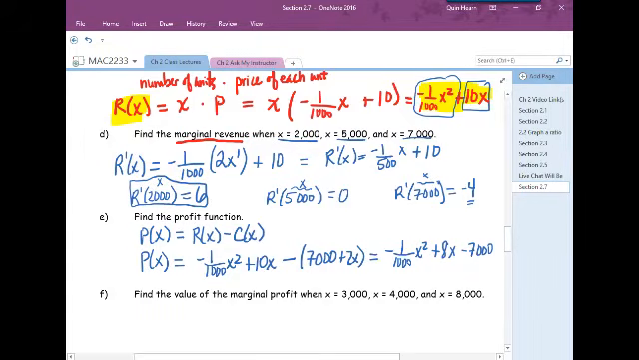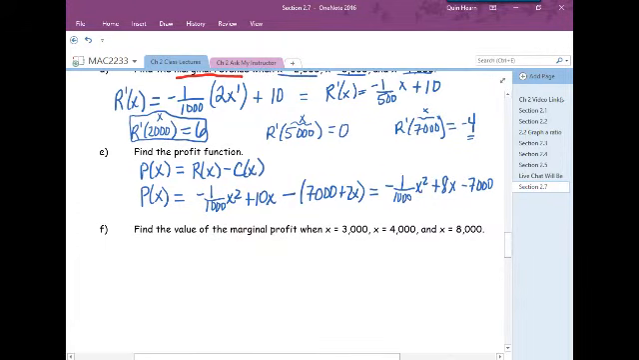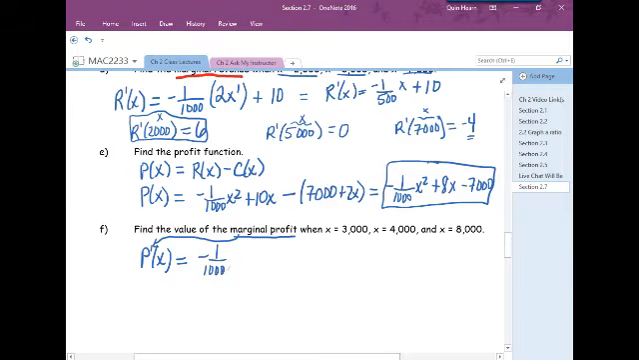So let's see what's happening with the profit at some various levels of production. So we want to find the marginal profit, the rate of change of the profit. And the way we're going to do that, P prime of X, marginal just always means take the derivative, is we're going to take the derivative of the profit function here, which is a nice polynomial function. So looking at the first term, the negative 1 over 1,000 is going to stay the same.